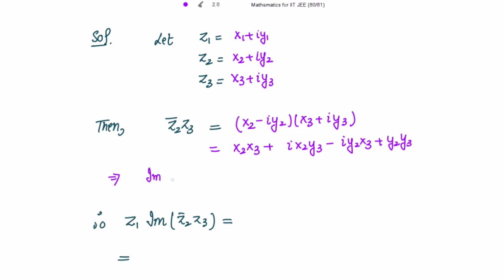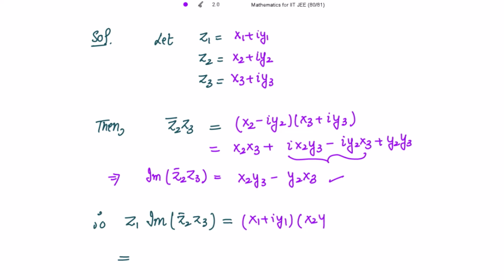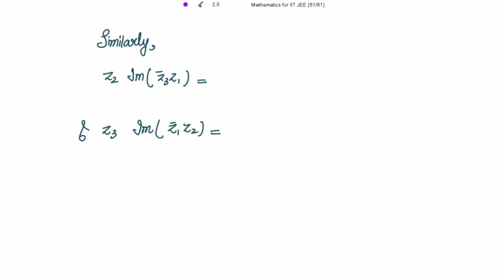This implies the imaginary part of the product of conjugate of z2 and z3 is, from here, x2 y3 minus y2 x3, and then just multiplying z1 with this, we get x1 plus iota y1 into x2 y3 minus y2 x3, that is equal to x1 x2 y3 minus x1 y2 x3 plus iota y1 x2 y3 minus iota y1 y2 x3. Similarly, we can find these two also. So please match your answer.